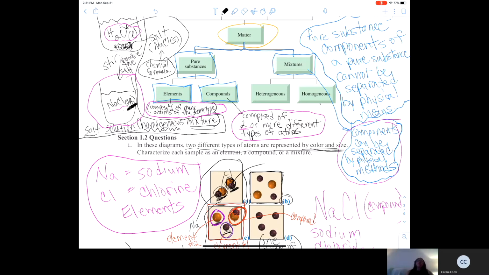Pure substances cannot be broken down into any simpler means by physical methods. Compounds have to undergo chemical processes in order to separate the atoms from each other. Mixtures, on the other hand, the components of a mixture can be separated from each other by using physical methods like filtering or boiling or some other physical process.